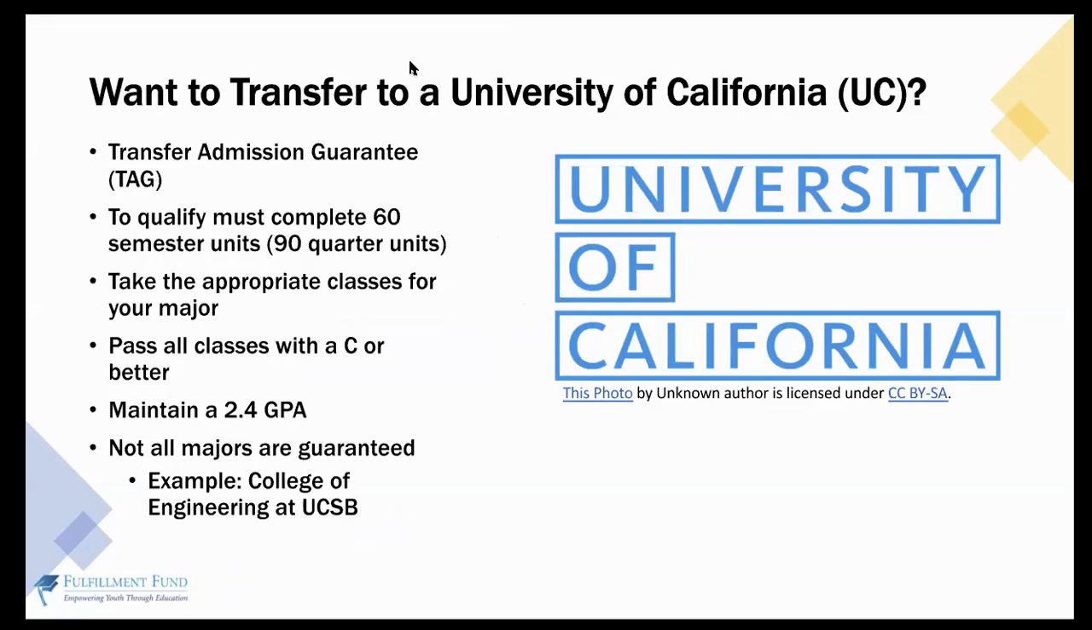You need to make sure that you're passing all of your classes with a C or better. That's going to stand regardless of what transfer plan you are on. You need to make sure that you're passing all those classes with a C or better. You must maintain a 2.4 GPA. And again, you just want to remember that not all majors are going to be guaranteed and not all of the campuses are going to participate. So particularly for the TAG, there are a couple of the more popular schools, or the ones that more people apply to, that don't participate in this program. So like UC Berkeley, UCLA, they do not participate in this program, but a lot of the other UCs do.